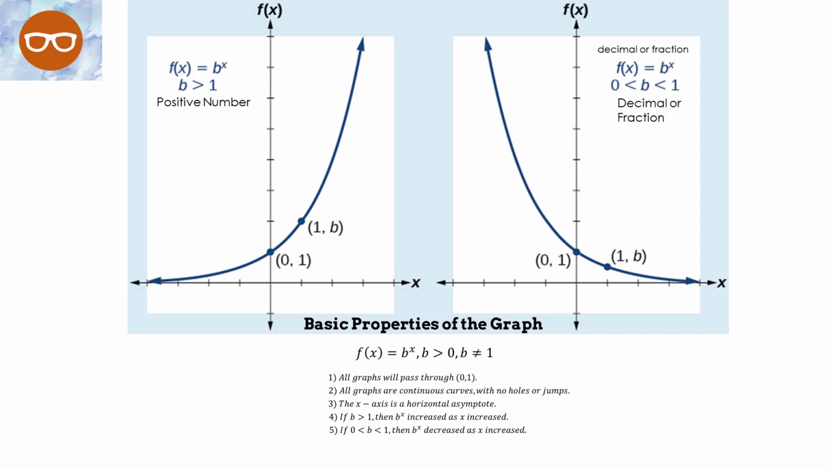Let's review our properties again. Let's look at number 4. If b is greater than 1, then b^x increases as x increases. So that means that as my x value increases, you're going to notice that my y value increases. Number 5 says, if 0 is less than b is less than 1, then b^x decreases as x increases. This gets to be a little hard to see. You're going to notice as our x increases, our y decreases.